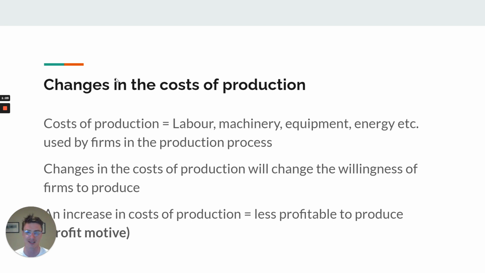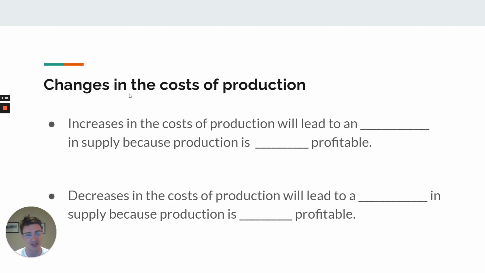All those three things mean the same thing, and vice versa. So if there's a decrease in cost of production, firms are more willing and able to supply. You can fill this out here. I just went through that.